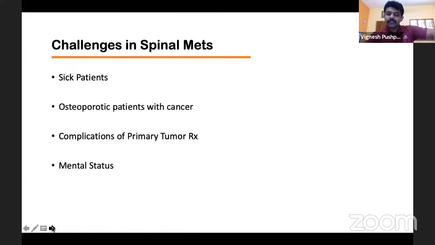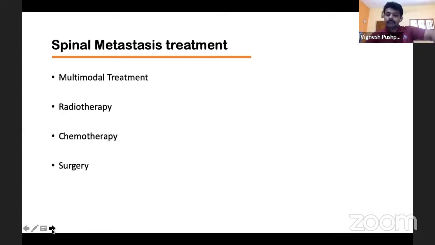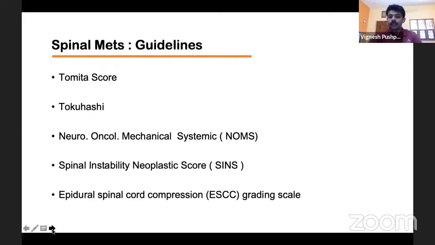spine surgery. The challenges in spine metastasis treatment are that most of the metastatic patients are sick patients with severe osteoporosis and complications of primary tumor treatment, and the mental status of the patient has to be taken into account during the treatment consideration of spine metastasis. The spine metastasis treatment is a multimodal treatment involving surgery, pre and post-op radiotherapy and chemotherapy. In today's review paper, we will be highlighting the role of the treatment algorithm of minimal access spine surgery in spine metastasis. The spine metastasis guidelines are given by the Tomita score, Tokuhashi, NOMS framework, SINS score and epidural spinal cord compression grading scale.